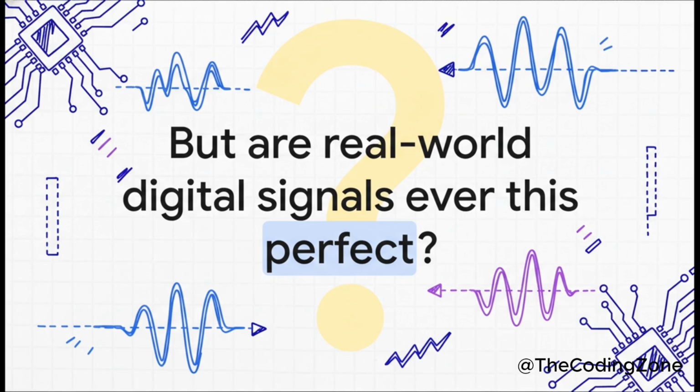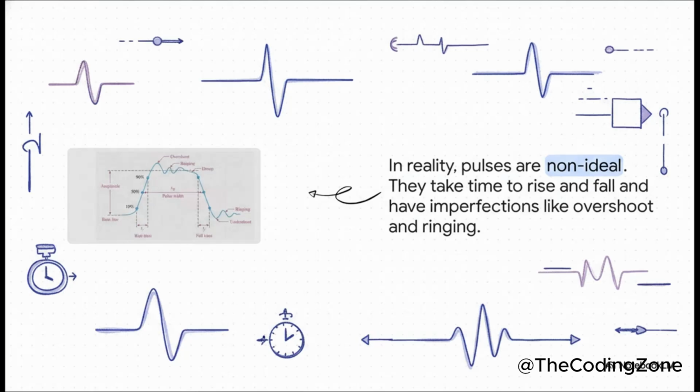Is that what's actually happening millions of times a second inside your computer? Not quite. See, in the real world, physics has something to say about it. It actually takes a tiny amount of time for that voltage to rise and fall. And signals aren't perfectly clean. They might overshoot the target a little, or even ring like a bell as they settle down.